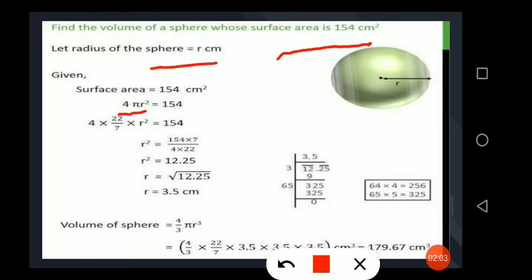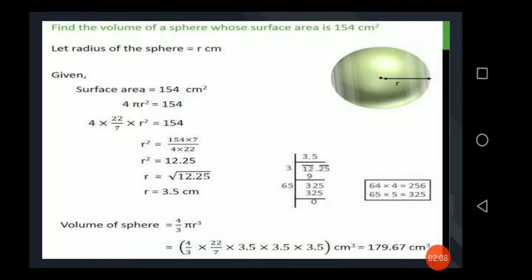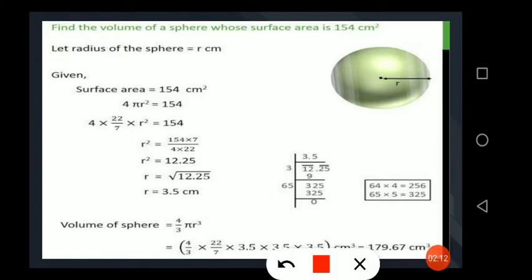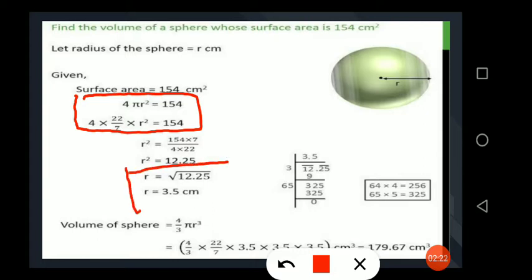We know that the surface area of a sphere is 4 pi r square. So 4 pi r square is equal to 154 centimeter square. And we will solve this equation, and after solving we get r is equal to 3.5 centimeter, and thus we will find the volume of the sphere, 4 by 3 pi r cube.